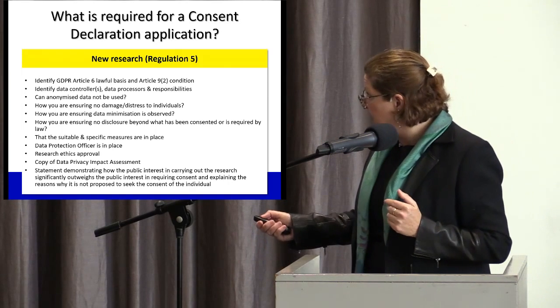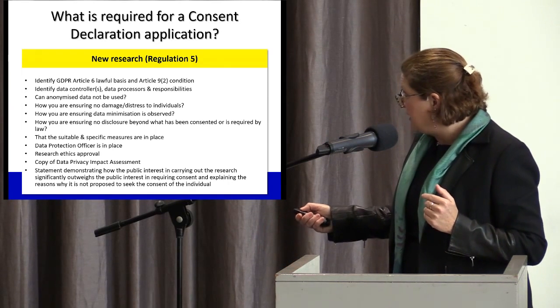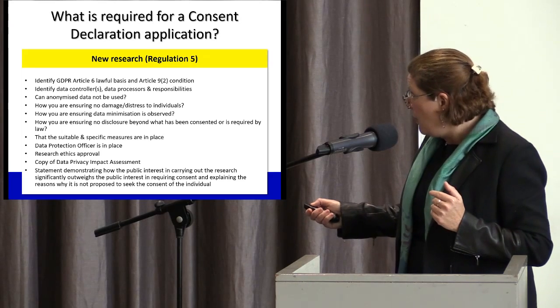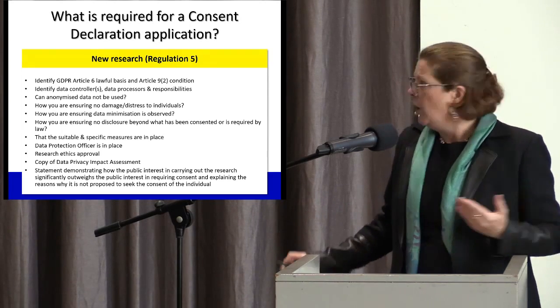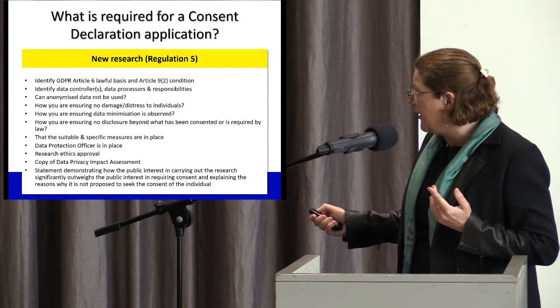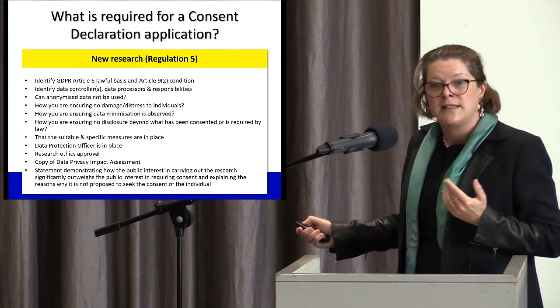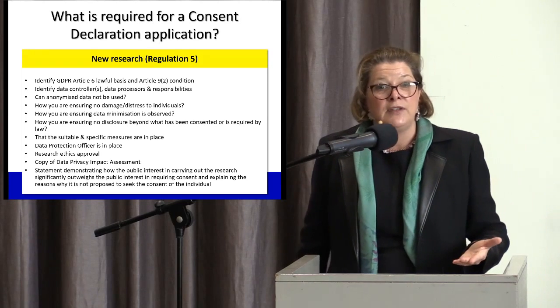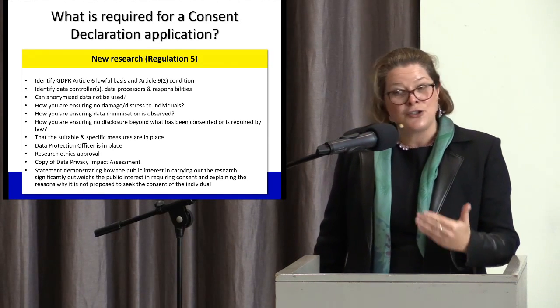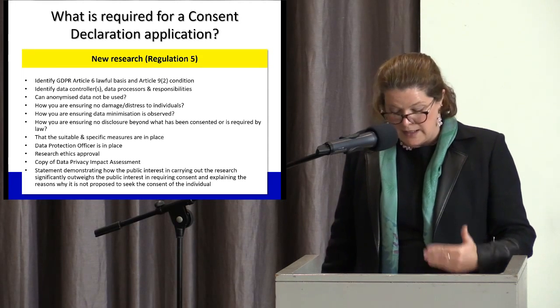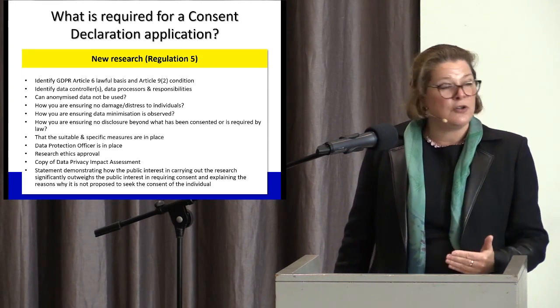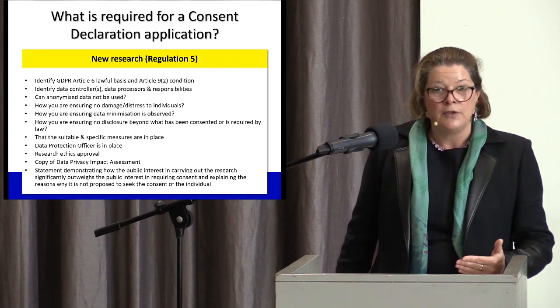The key one is really at the end. You need a statement to say, how come you believe, and have you any evidence to back it up, that the public interest in carrying out research significantly outweighs the public interest in the privacy of the individual? That's the judgment call. That's the call that the committee is going to have to make. The rest of it is actually ensuring you've got good governance involved already.